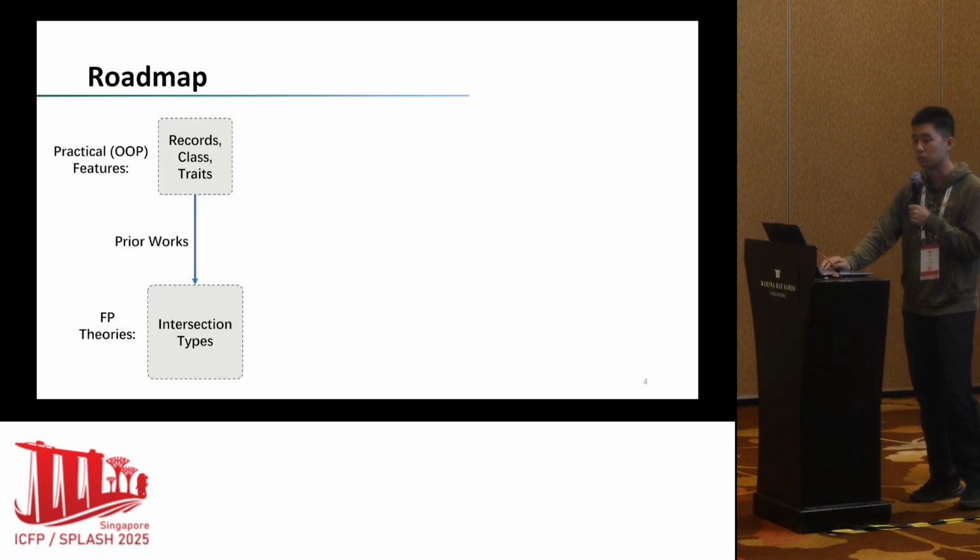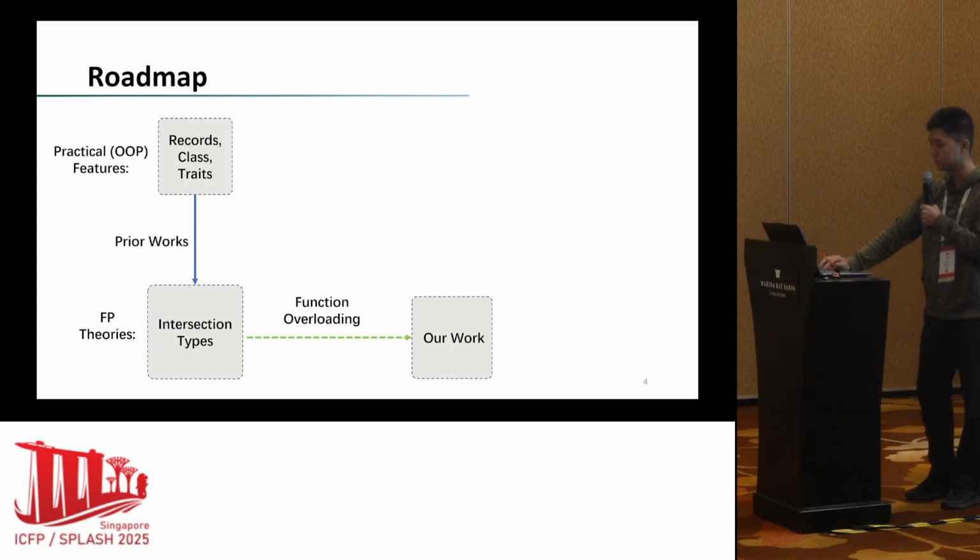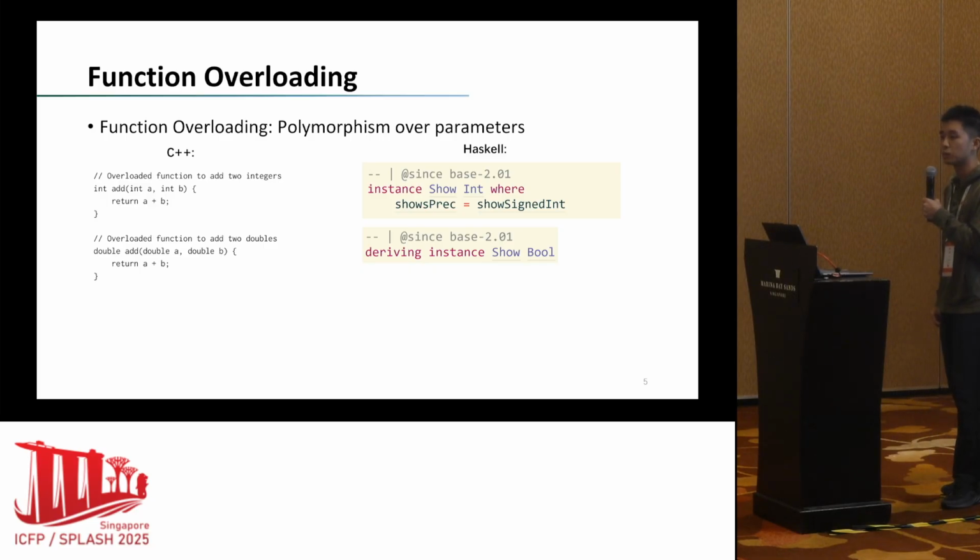And next is our work. The problem we found with disjoint intersection types is that they are too restrictive, in that some useful features like function overloading are not doable inside the intersection type calculus. Function overloading is a feature that is shared in many programming languages. It is one kind of polymorphism over parameters. It allows you to implement many versions of a function for one function name.